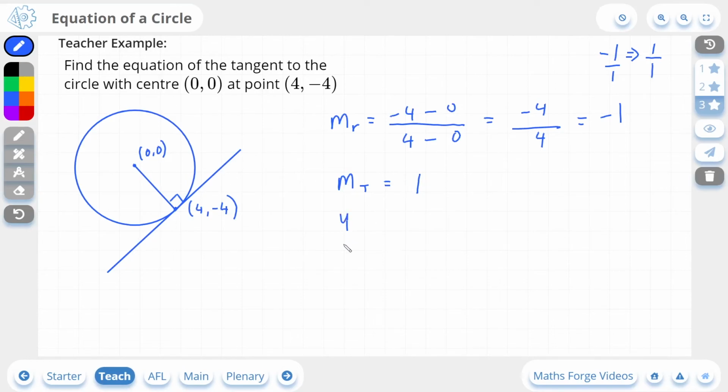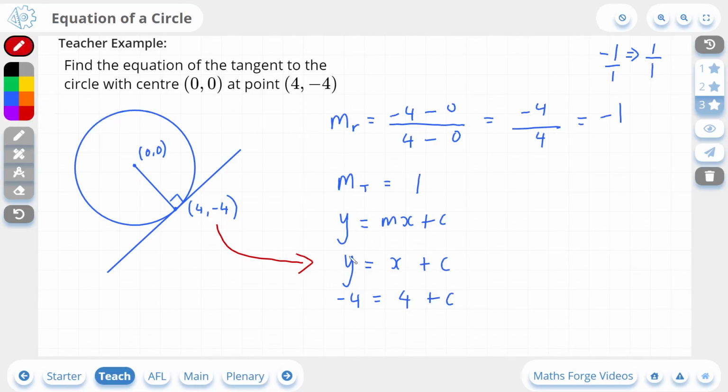So we can go ahead and write out our equation of the line, y equals mx plus c. And this is the equation of the tangent. We can now replace the m by the gradient of the tangent that we found, which is 1. So it's going to be y equals, I'm not going to write 1x, I'm just going to write x, because 1 times x is just x, plus c. Now to find c, if you remember from the previous example, we're going to take a point that lies on this line, which we know to be 4, minus 4, and substitute it into this equation here. So the y value is minus 4, and the x value is 4, plus c.